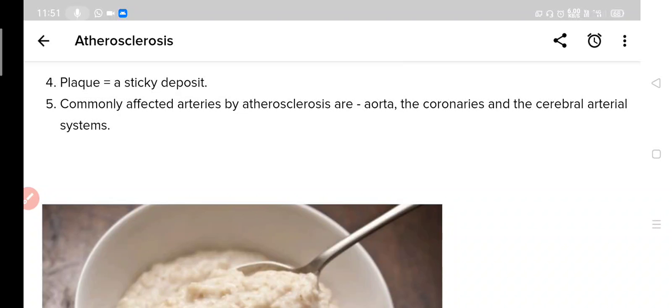Now coming to which arteries are commonly affected. Although atherosclerosis can affect any artery, some arteries are more commonly affected, and those are the aorta, the coronary arteries, and the cerebral arterial system. So basically it commonly affects the aorta, coronary arteries, and arteries present in the brain.